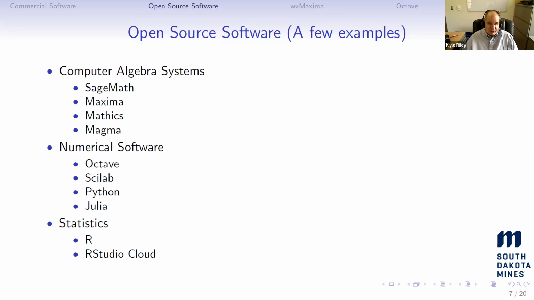Same thing on the numerical software side. We're going to talk about Octave, another popular one, Scilab, and then there's the plain programming ones. So the previous talk we had, they went through Python and talked about Python. There's another programming language that's a little bit newer called Julia. It's got a lot of interest as well. On the statistics side, you've got RStudio, RStudio Cloud, are some products on the stats side.